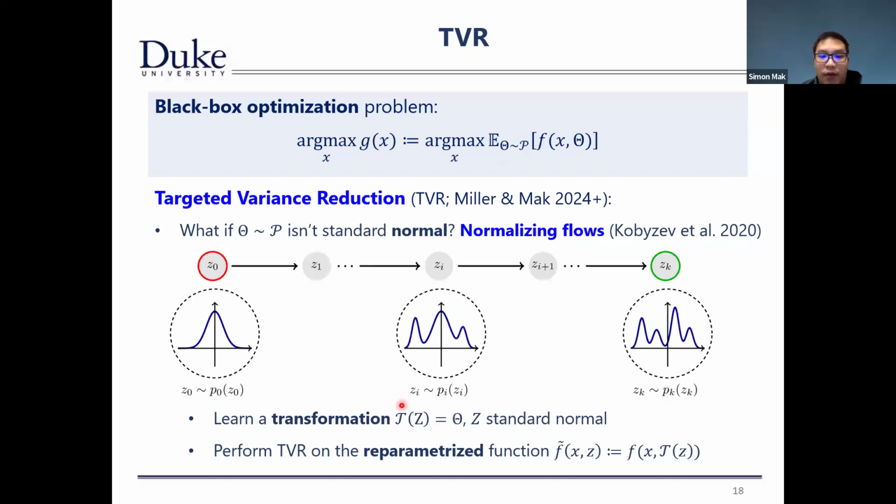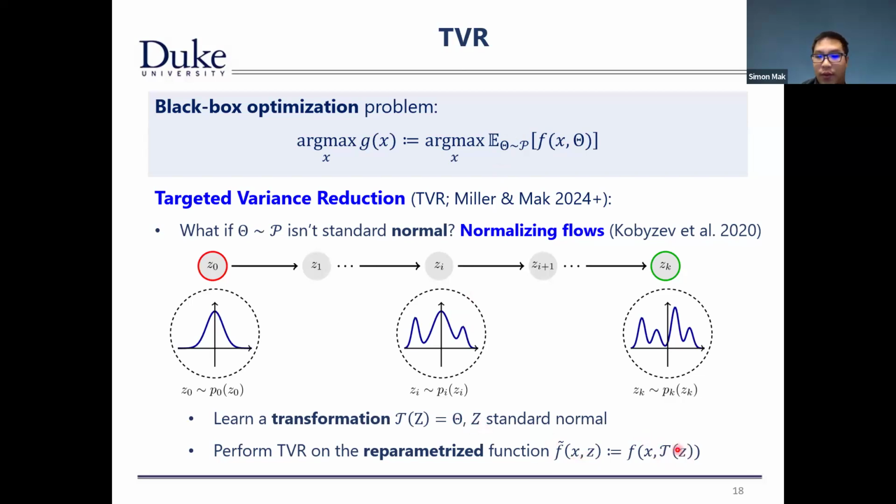After we learn this offline, we can then reparameterize the objective function. Instead of optimizing F, we're going to optimize F tilde, where F tilde is just a transformation on our original variables. So we're going to treat Z as our new noise variables.